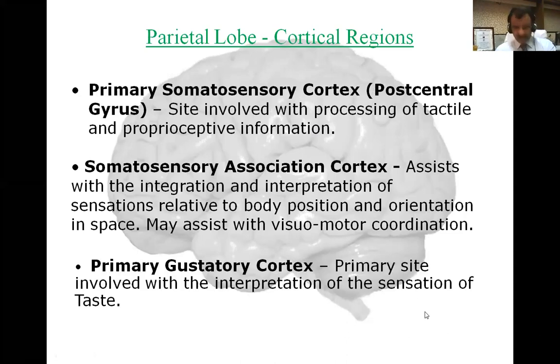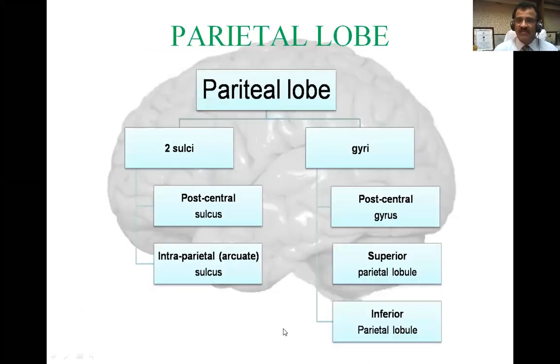And plus, you will get one special sensation area on the parietal lobe, and that is the primary gustatory cortex. Gustatory means taste sensation. So this center is located on the parietal lobe, which is a primary site involved with the interpretation of the sensation of taste, okay? And that is area number 43.